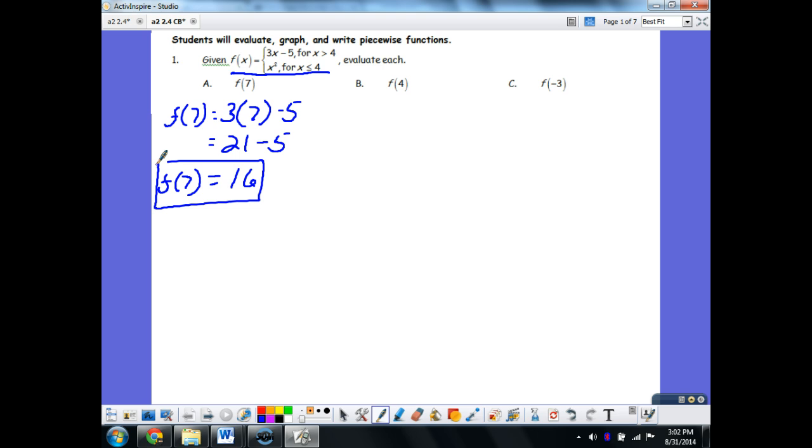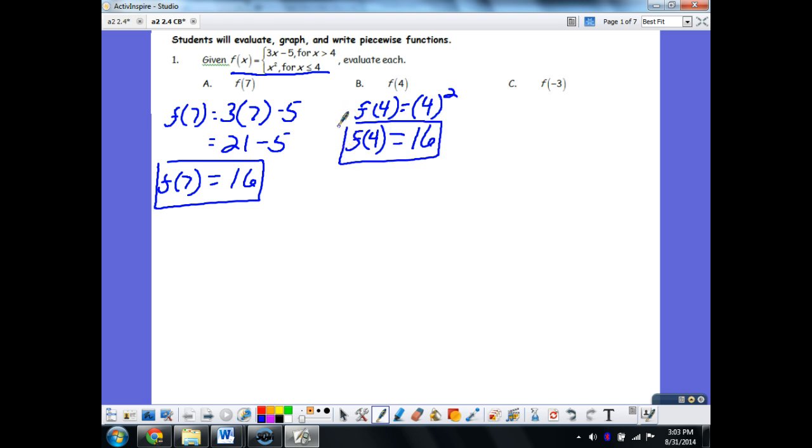Now, for f of 4, we need to determine, is 4 greater than 4 or less than or equal to 4? Well, it is less than or equal to 4. So then we substitute 4 into that bottom piece of the function. So we're going to find 4 squared, which is 16. So therefore, the value of the function at x equals 4 is 16.